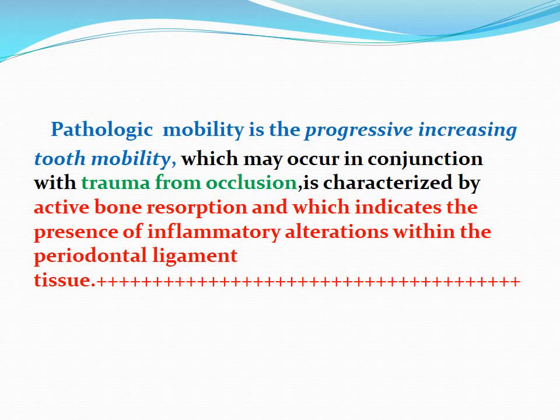Now we are going to talk about pathological mobility, which is a progressive increase in tooth mobility, which may occur in conjunction with trauma from occlusion. It is characterized by active bone resorption, which indicates the presence of an inflammatory process, and there is an inflammatory alteration within the periodontal ligament tissue.